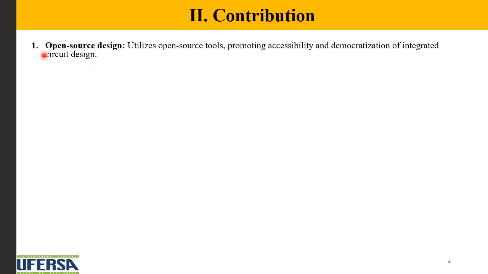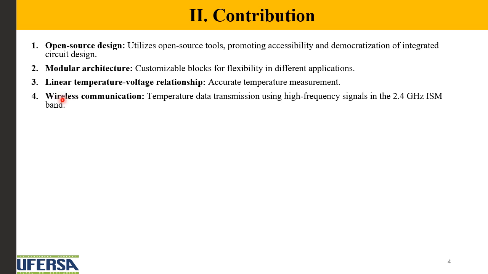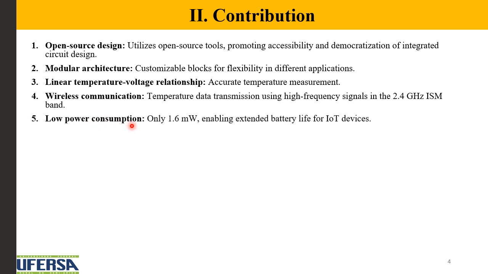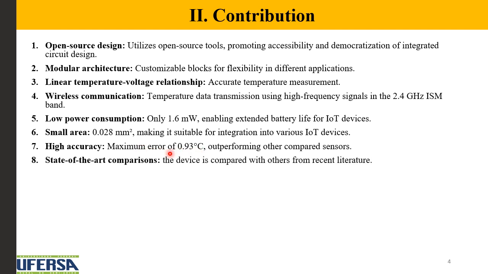About the contribution, this paper just uses open-source tools and open PDKs. This sensor has a modular architecture with customizable blocks, linear temperature-voltage relationship, wireless communication in the 2.4 GHz ISM band, low power consumption, only 1.6 milliwatts, small area, 0.028 square millimeters, and high accuracy with a maximum error of 0.93 Celsius degree, and this sensor was compared to other sensors in the state of the art.